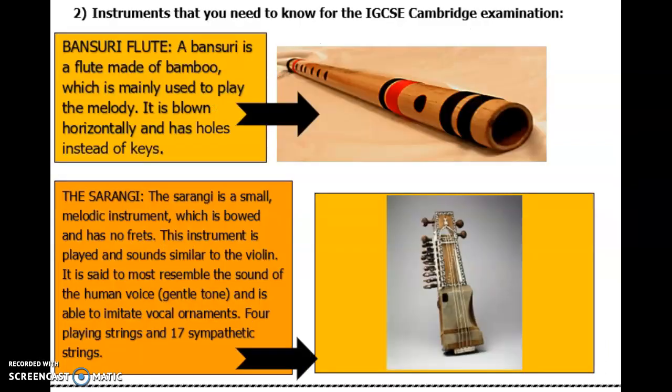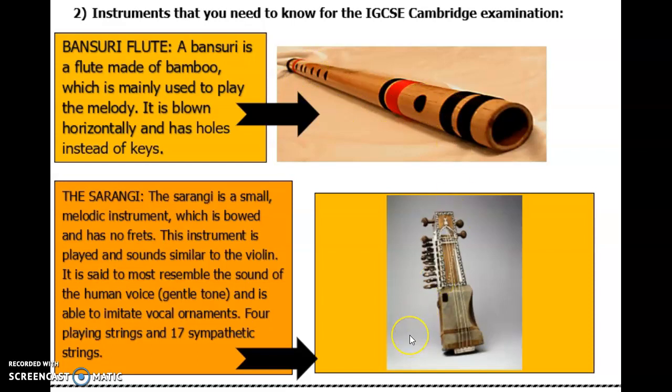Now, the most important instruments that you need to know for the IGCSE Cambridge examination, we have the bansuri flute made of bamboo, and it's mainly used to play the melody. It's blown horizontally and it has holes instead of keys. It looks a lot like a recorder. It's got a wooden sound because of the material that it's made of.